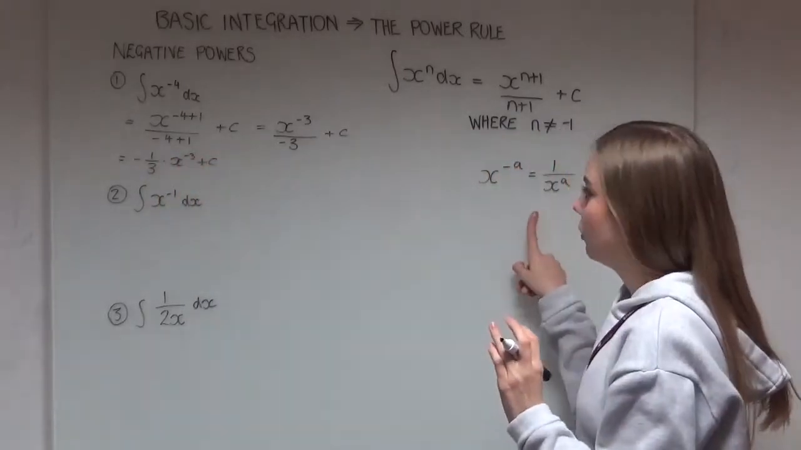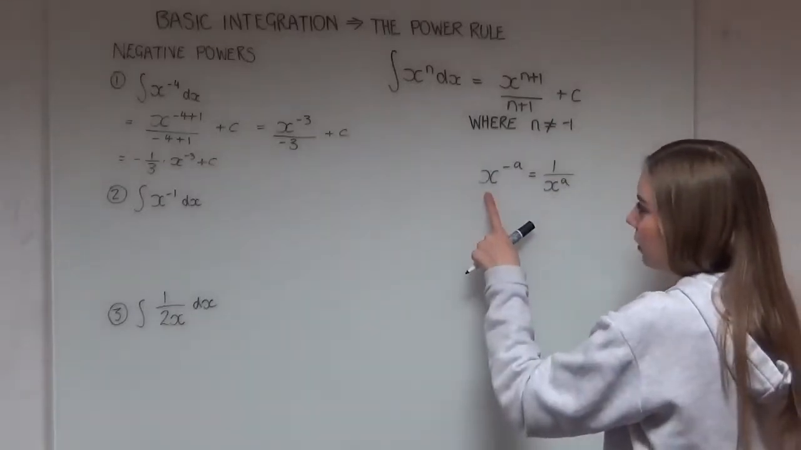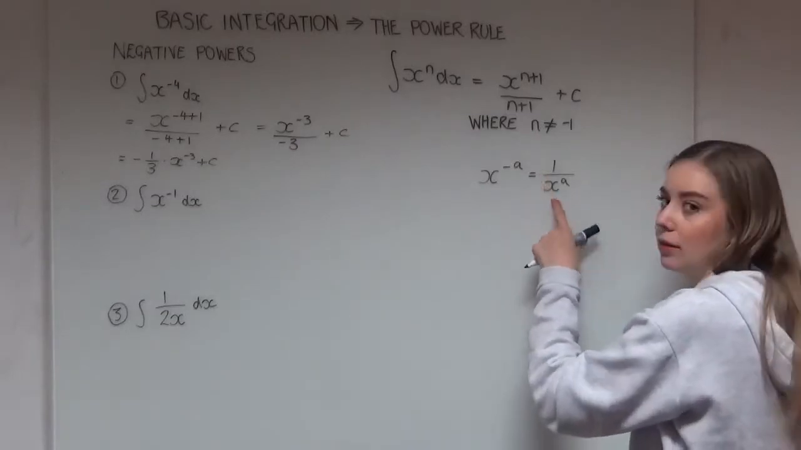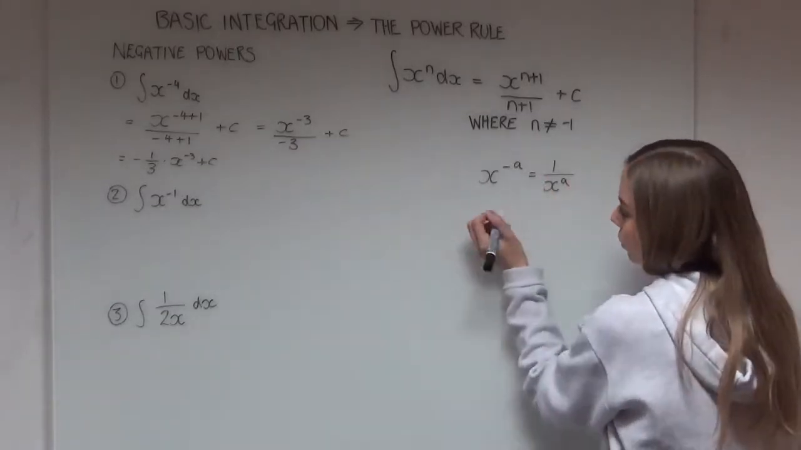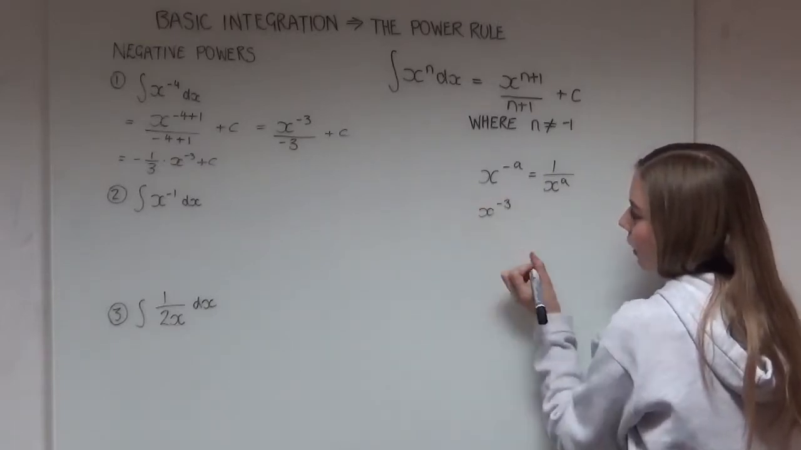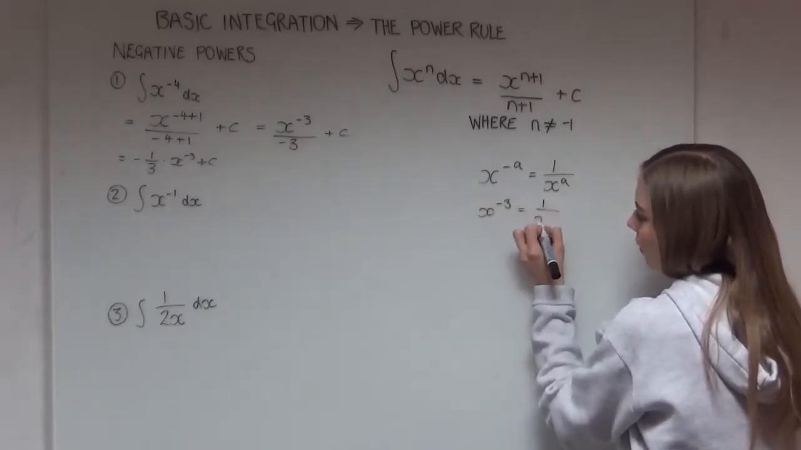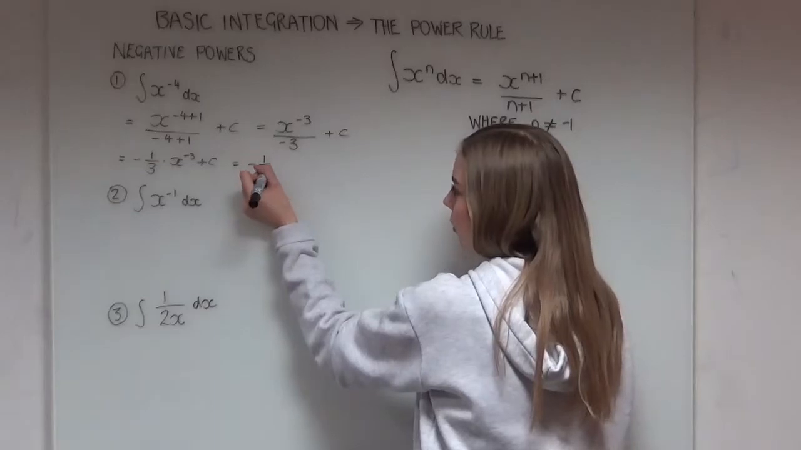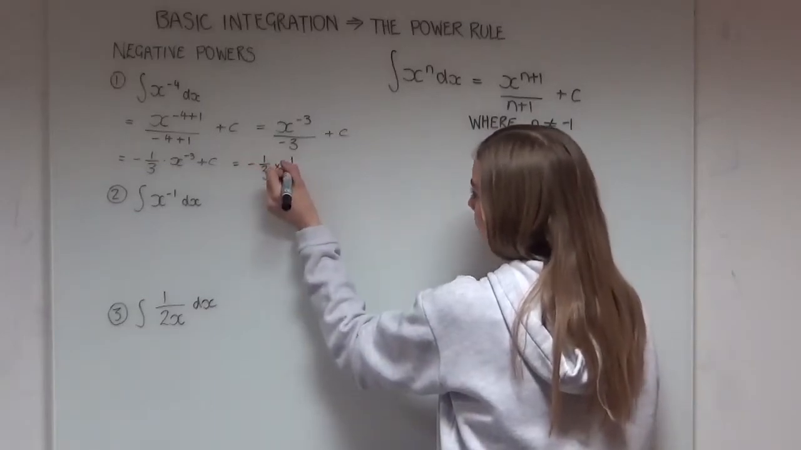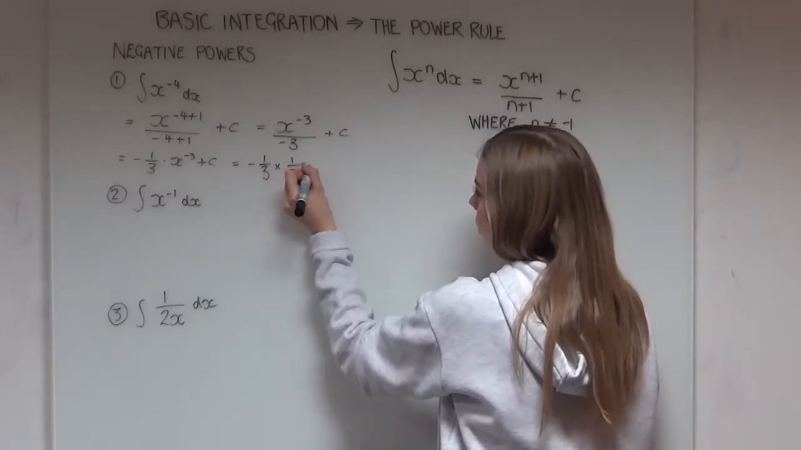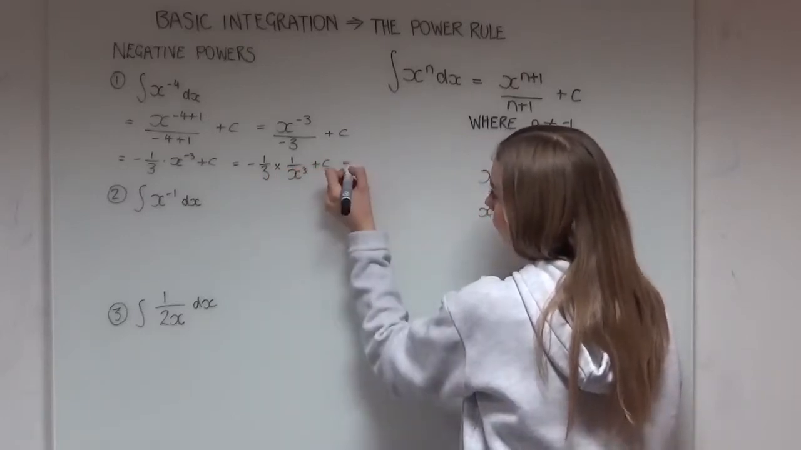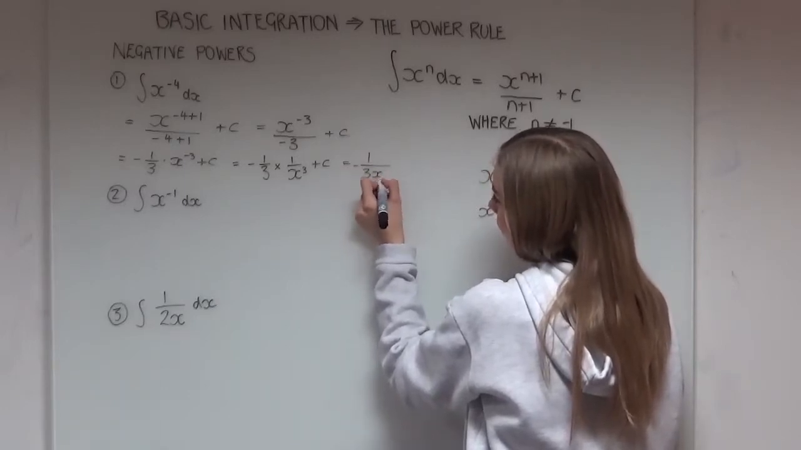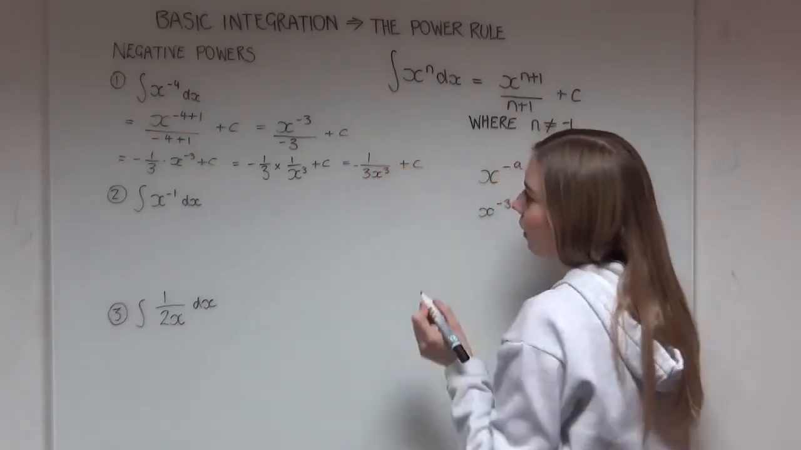And then there's a rule here which you'll want to remember, and that's when x is to the power of negative a, that can be rewritten as 1 over x to the power of positive a. So in this question we have x to the power of negative 3, so we can rewrite that as 1 over x to the power of 3. So we'll sub that in, so we still have our negative a third, and that's multiplied by 1 over x cubed plus c. So that can be rewritten as minus 1 over 3x cubed plus c, and that's our final answer.